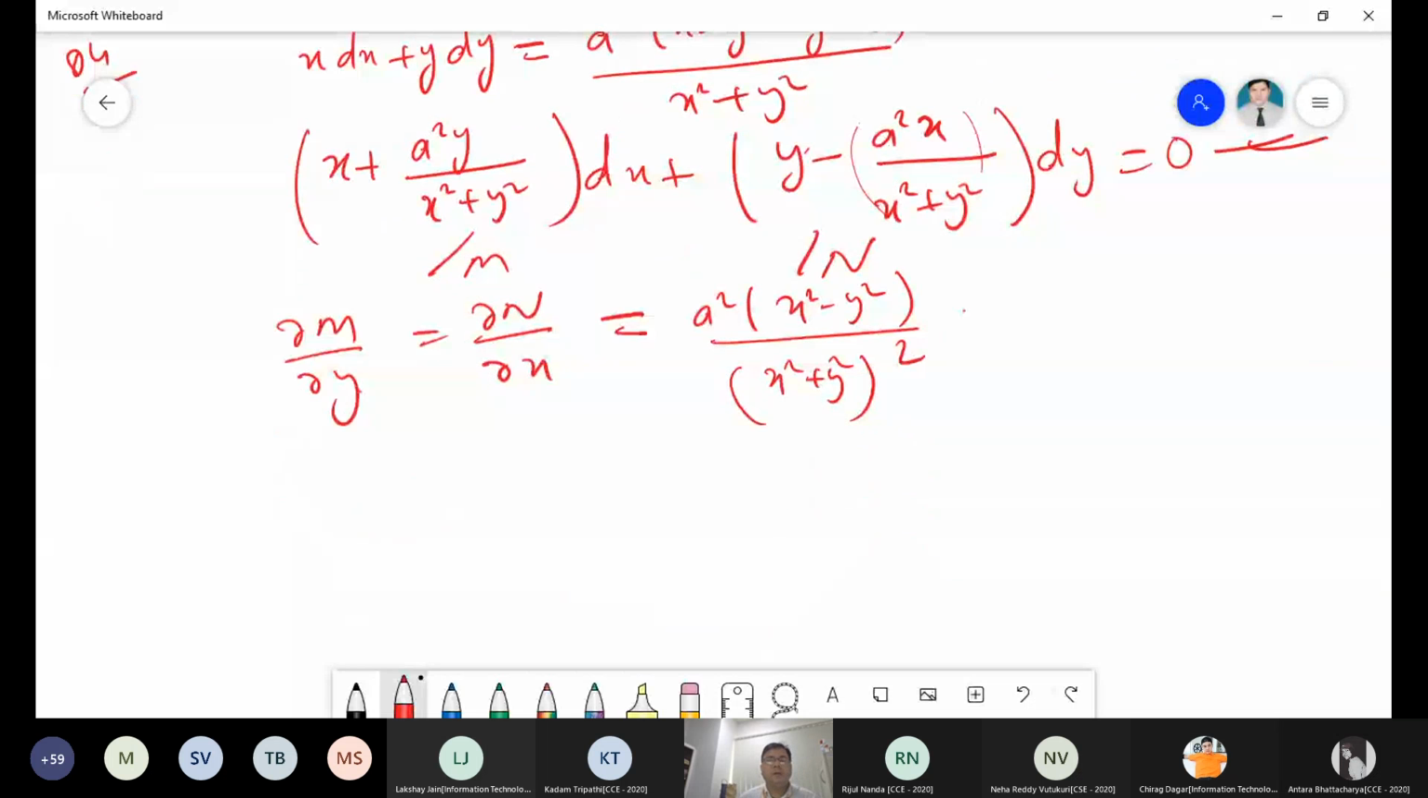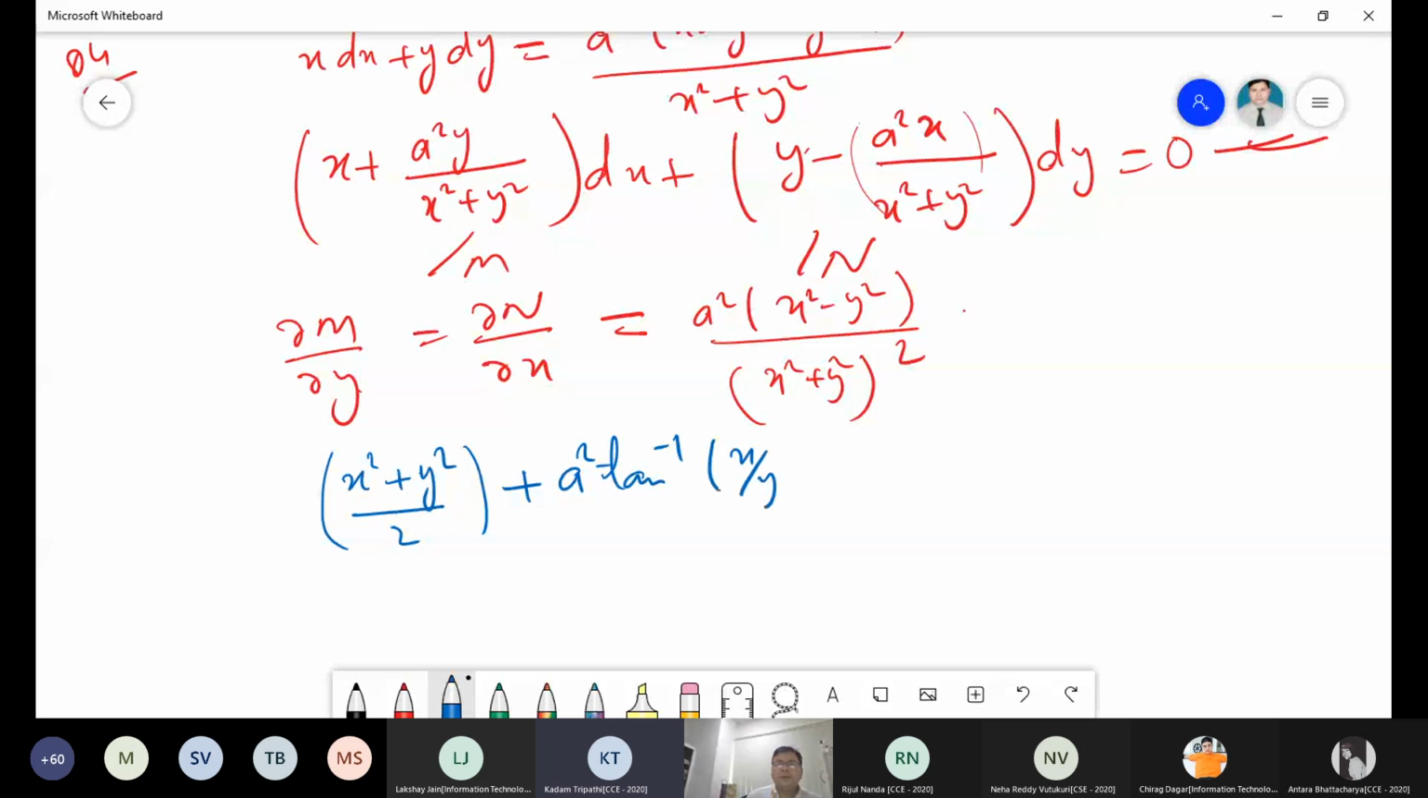Kadam, what is the final answer? Sir, the answer is x square plus 2a square tan inverse x upon y plus y square is equal to 2c. Okay, that is the answer given in the book. Now you see, this will be, I think, x square plus y square plus a square tan inverse x upon y, and this is equal to c. I have just simplified it much more. Fine, good. Okay, any more questions?